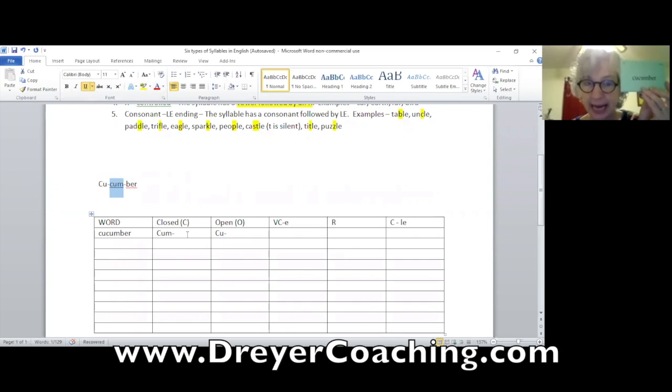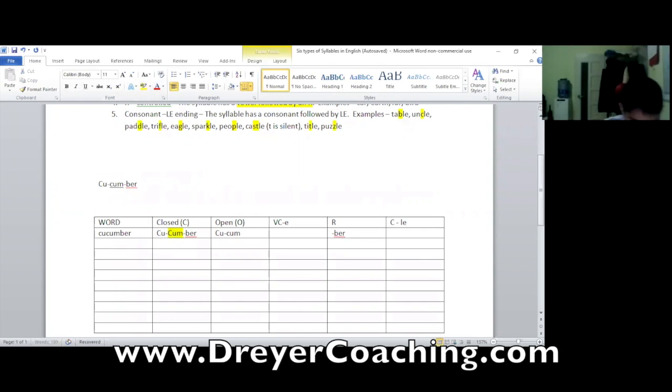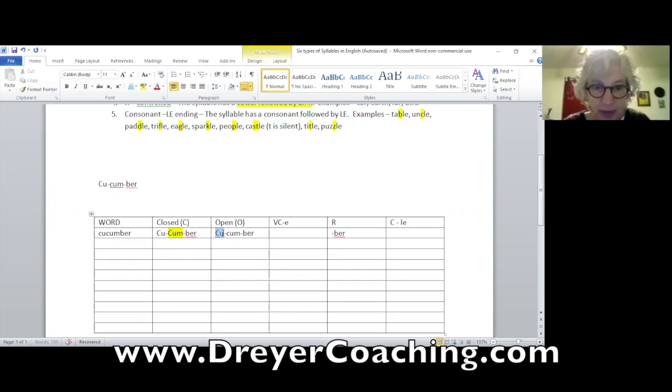Burr. And what type of syllable is that? It's not open because it doesn't have a long sound. It's not closed. It's an R syllable. Burr. All right. Cucumber goes like that. So I actually would want you to write it like this. And then highlight or underline the one that's the open syllable. And here, this is the R syllable. There, that's the way it should look on your page.